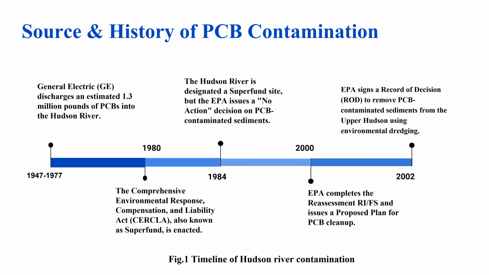PCB contaminated sediments. In 2000, EPA completed the reassessment of RI/FS and issued a proposed plan for cleanup of PCB in the Hudson River. In 2002, EPA signed a record of decision to remove PCB contaminated sediments from the upper Hudson using environmental dredging methods.